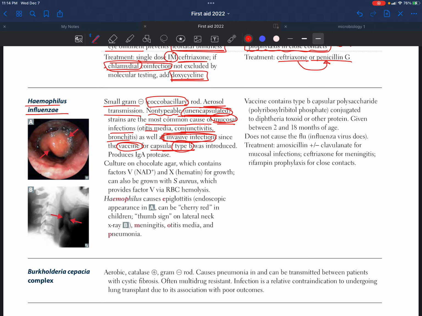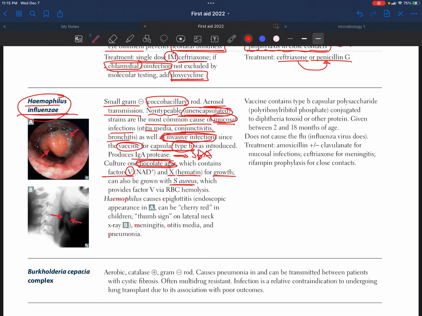So anyway, the Haemophilus influenzae produces immunoglobulin A protease, which destroys the immunoglobulin A within the body. It cultures on chocolate agar, but this chocolate agar needs to have two factors in order for the Haemophilus influenzae to be visualized. The first is factor 5, that is NAD positive, while the factor 10 is hematin, and they're both required to be there on the chocolate agar for the growth of the Haemophilus influenzae. It can also be grown with Staph aureus.